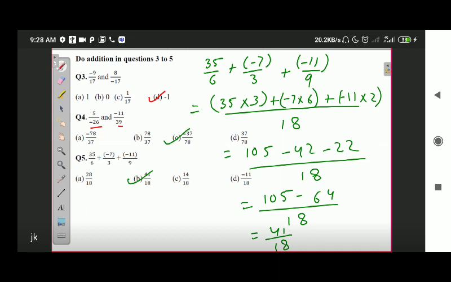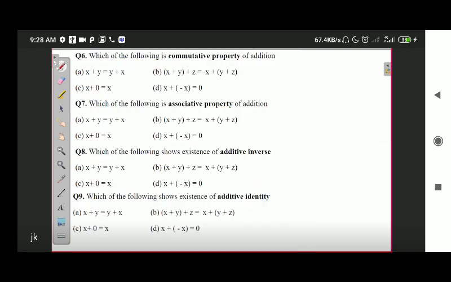Okay, then moving on to the next question, question number 6. Question number 6 is: which of the following is the commutative property of addition? You have to determine which of the following is the commutative property of addition. The commutative property is x plus y is equal to y plus x. Commutative property means the order of addition does not matter, the answer is going to be the same. The commutative property is not applicable for division as well as subtraction. And the associative property is x plus y plus z is equal to x plus y plus z, with the brackets grouped differently.